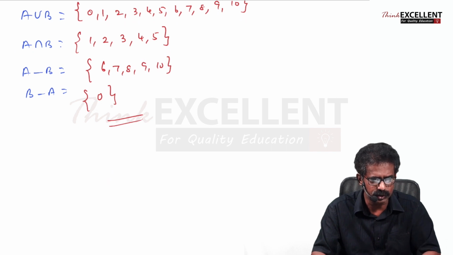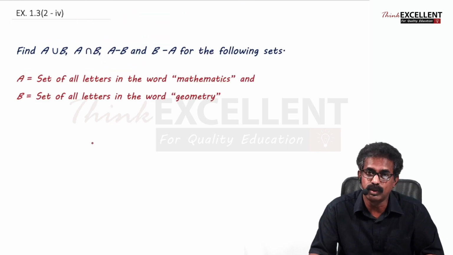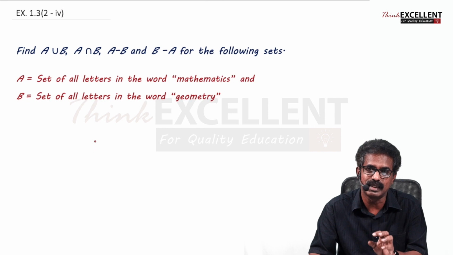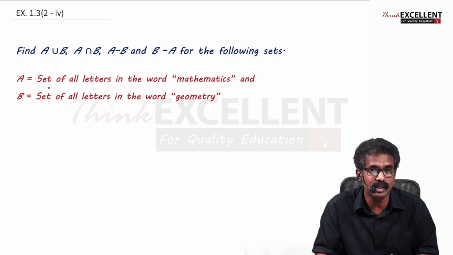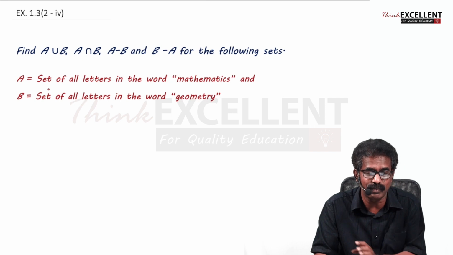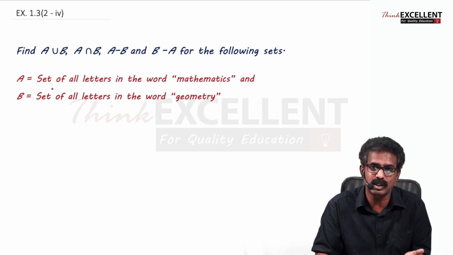Okay, see another question. This sum I'm not going to do fully, just will tell you, I'll give the steps. I want you to do that, okay? So find A union B, A intersection B, A minus B, B minus A. That only we studied today. It is given in which form? A equal to set of all. It is not set builder form. It is descriptive form. What it is given in words, right? So you have to write in roster form.